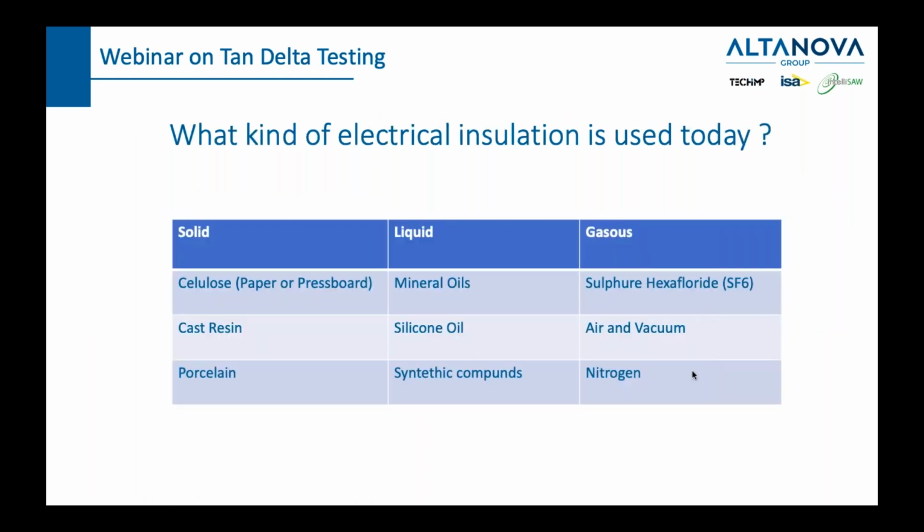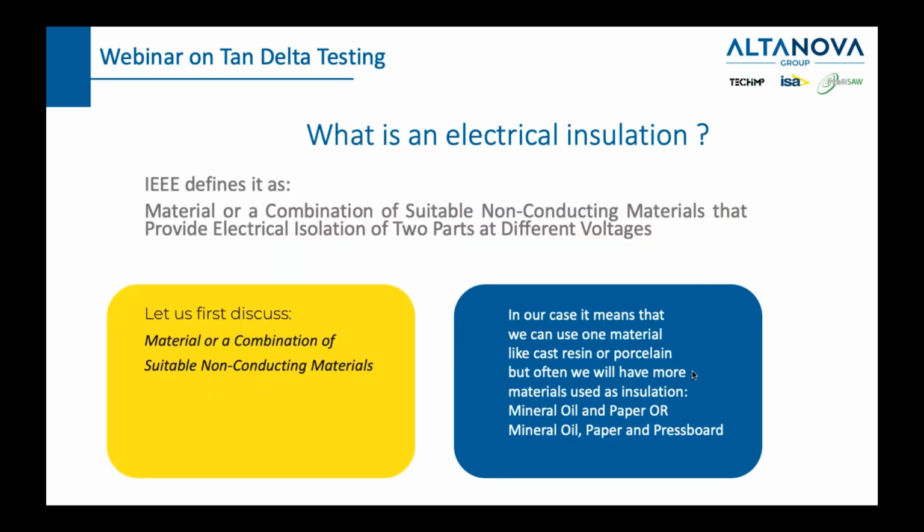And as we talk about electrical insulation, we can separate it into solid, liquid, and gaseous insulation. Solid insulation can be cellulose, paper or pressboard, it can be cast resin, it can be porcelain. Liquids can be all kinds of mineral or silicone oils or some kind of synthetic compounds. And gaseous insulations are sulfur hexafluoride, SF6, or electrogas, as it is known in some countries, air and vacuum, or nitrogen. So these are some of our insulations, and let's see how IEEE defines electrical insulation.